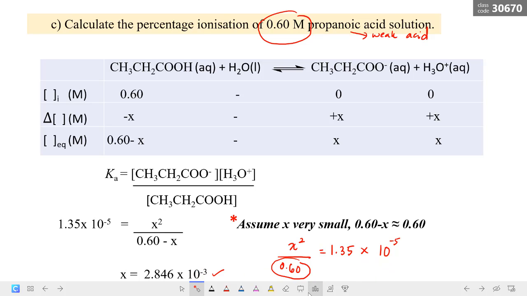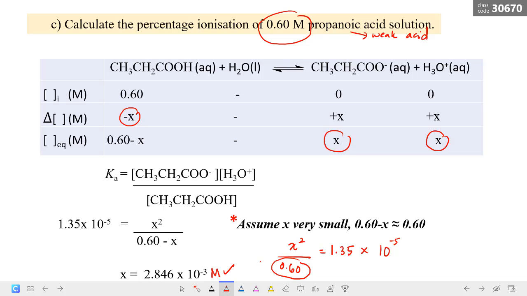Okay, nilai X ini kalau you tengok, dia mewakili apa? Concentration of hydronium ion, propanoate ion dan juga yang dissociated, yang tercerai. Jadi maksudnya yang telah mengalami penceraian adalah yang inilah. So dia mewakili concentration actually. Jadi kat sini ada unit molar ya. So you tulis unit molar.